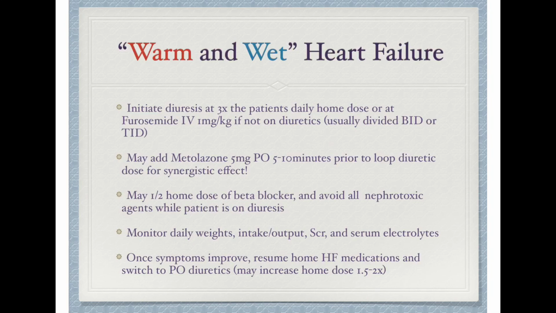Once the patients start to improve and the patient has been in negative fluid balance for a period of time, you can resume the patient's home dose of heart failure medications and switch them back to PO diuretics. You might want to consider increasing their home dose of diuretics by 1.5 to 2 times, particularly if you think that the patient had been underdosed at home.